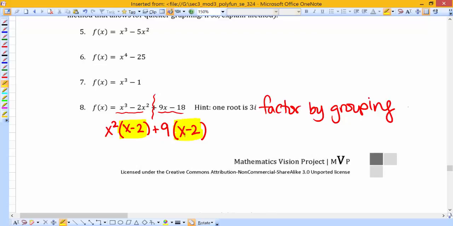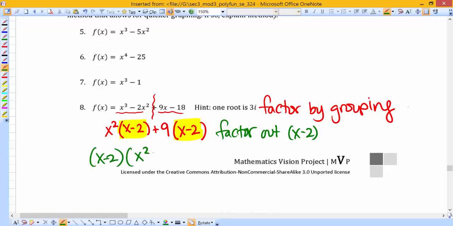So now I'm going to factor one more time and I'm going to factor out an x minus 2. So the x minus 2 is now outside the parentheses and I'm left with x squared plus 9. One of the things that just helps me remember factor by grouping is I just write the parentheses once and then what's left outside of the parentheses gets written together. Okay, so there's the outside, here is the inside. So those are my 2 factors.